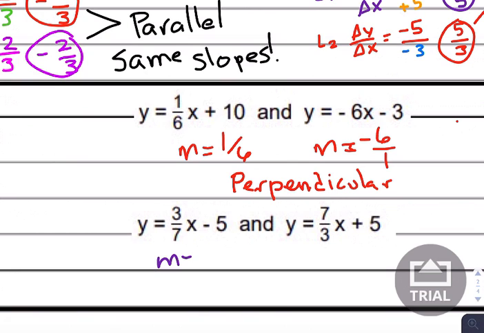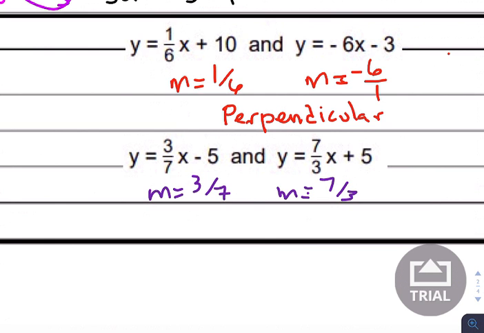Okay, slope equals 3/7 here. Slope equals 7/3. And so here's another classic kind of trick. They reciprocated, but they're both positive. And so these are neither.